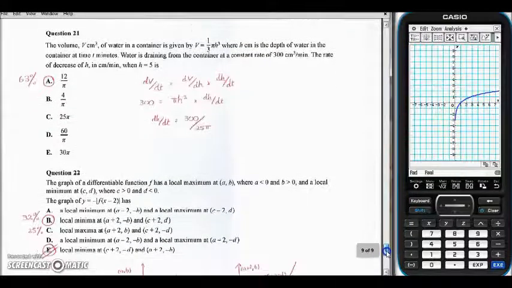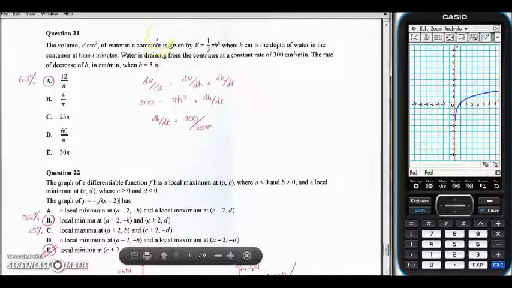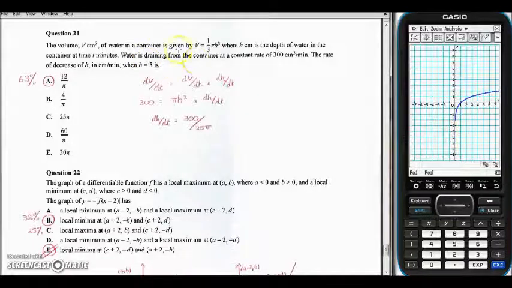Okay, second last question was a related rates question. A pretty straightforward one. If you know your related rates, you should have been fine. So we've got a volume of water in a container. The volume is given by 1/3 pi h cubed, and the water's draining at 300 centimeters cubed per minute. So dV/dt, which is the rate that the volume is draining, is 300. dV/dh is the derivative of this, and dh/dt is what we're trying to find, the rate of decrease of h. So you set up your related rate formula here, sub in 300.